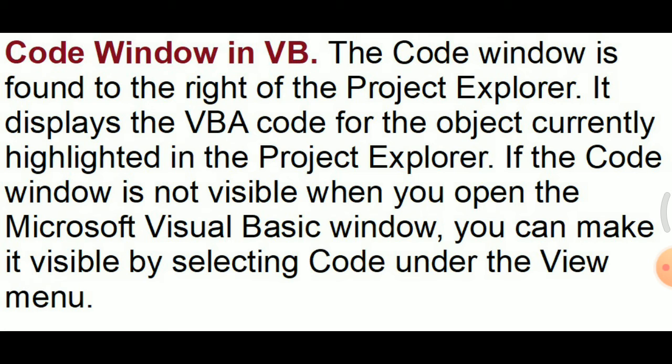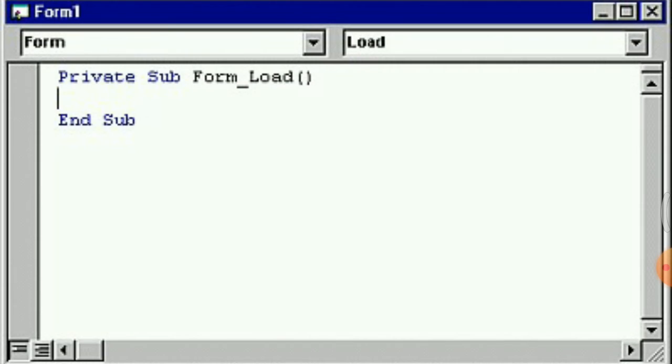So what is the code window? It is found to the right of the Project Explorer. It displays the VBA code for the object currently highlighted in the Project Explorer. If the code window is not visible when you open the Microsoft Visual Basic window, you can make it visible by selecting Code under the View menu. The two elements in the code window are the object box and the procedure box or event box.